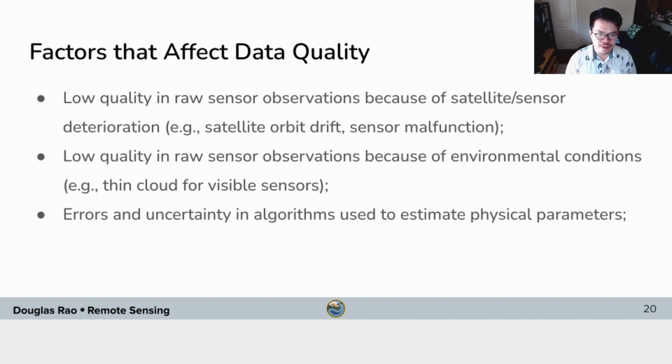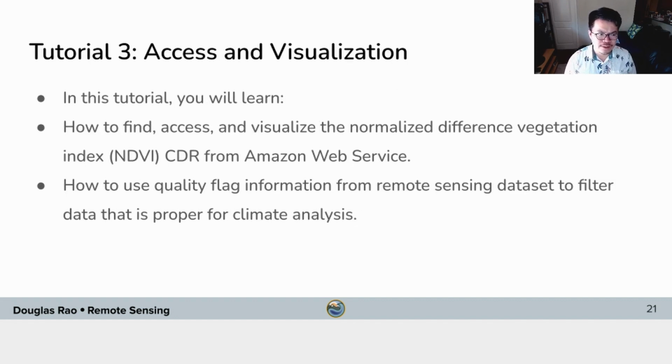In the tutorial today, you will learn how to find, access, and open one of the NOAA climate data records, the Normalized Difference Vegetation Index, or NDVI, which can be used to monitor vegetation dynamics on land. And you will learn how to use quality flag information from remote sensing datasets to filter the data that is proper for climate analysis.